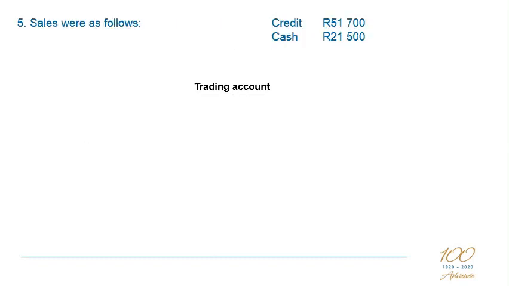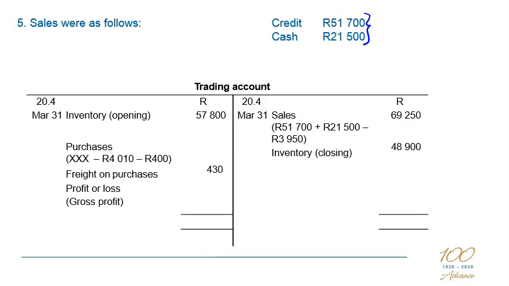In number 5, they give us the sales. So they give us cash and credit sales. Remember, according to the accrual concept, we want the income earned regardless of whether we've received it or not. So both of these amounts will be entered as sales on the credit side of my trading account. So I've got my credit sales plus my cash sales minus the returns that I've already put in the brackets. So I've finalized the sales value.